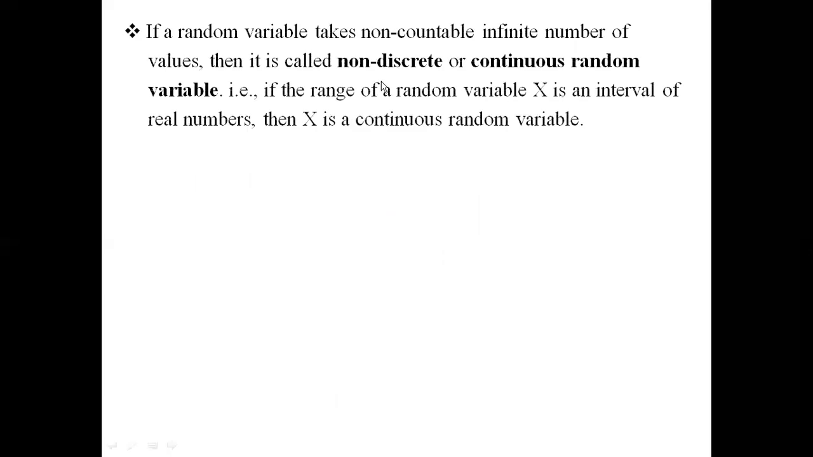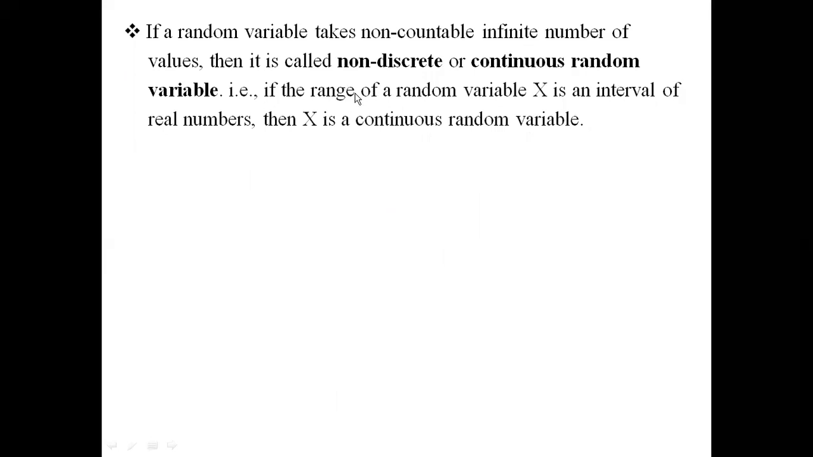If a random variable takes a non-countable, infinite number of values, not able to count, and it is an infinite number of values that it is taking, then it is called a non-discrete or continuous random variable. That is, if the range of a random variable x is an interval of real numbers, then x is said to be a continuous random variable.